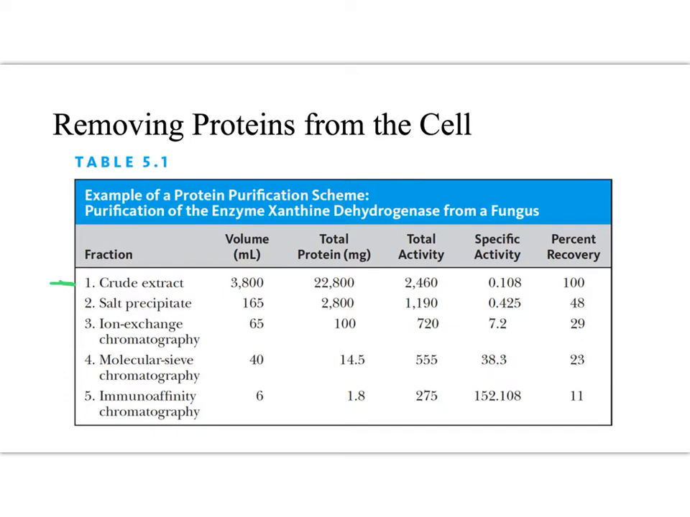Then you can take that, and in this case, you can precipitate out certain substances. Then you take your sample and put it through a series of chromatography steps. And remember, the purpose of chromatography is to separate stuff out by components. Each of these types of chromatography will separate based on a different property that's present.